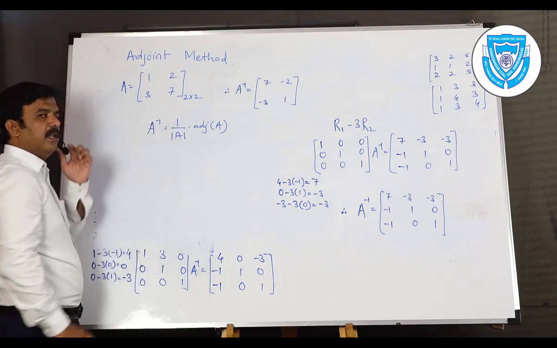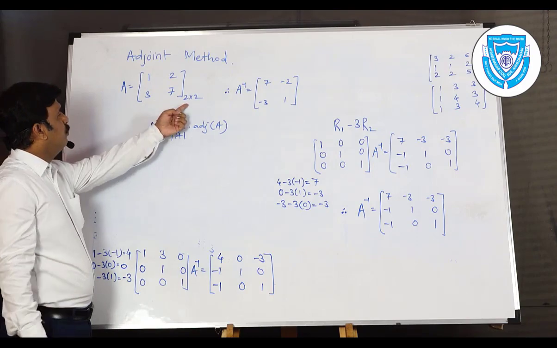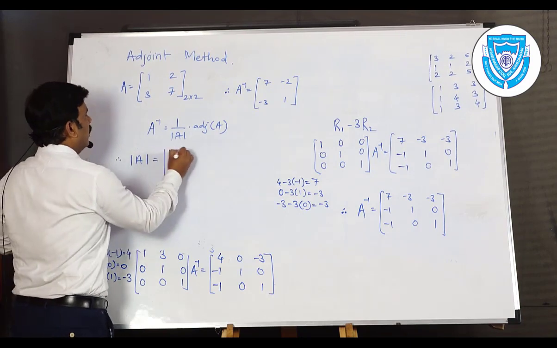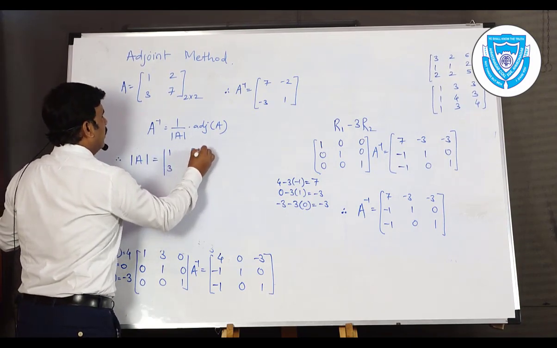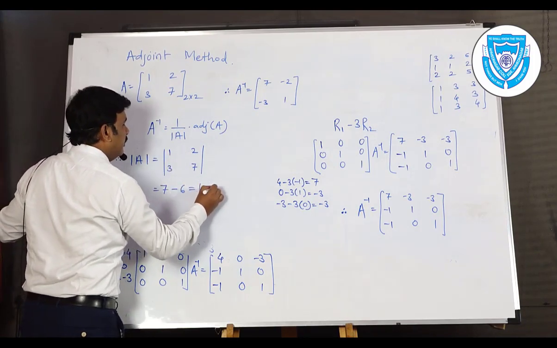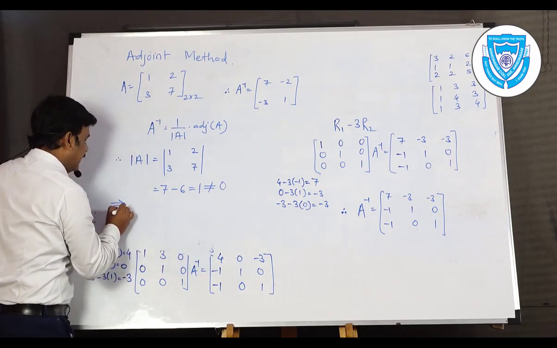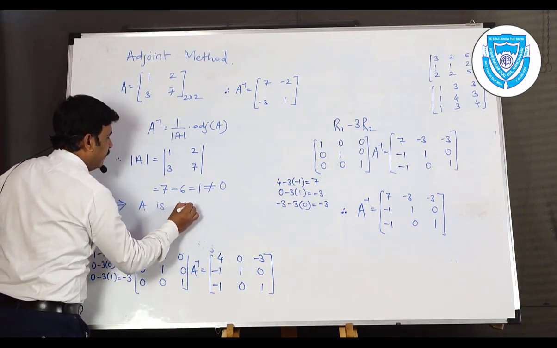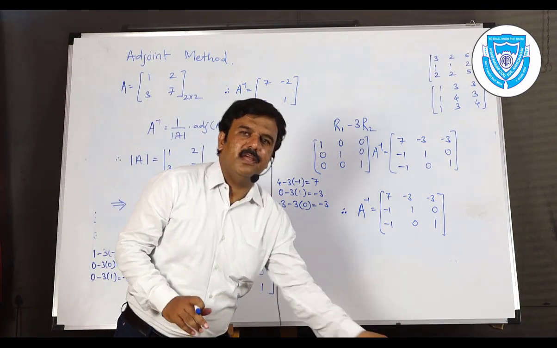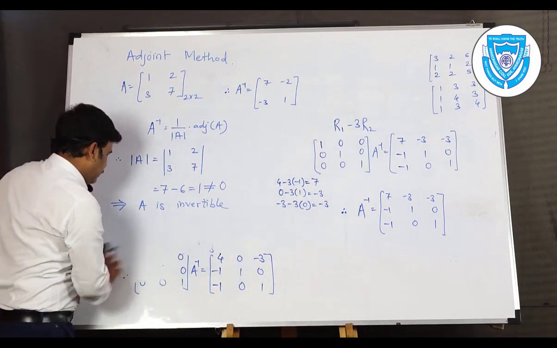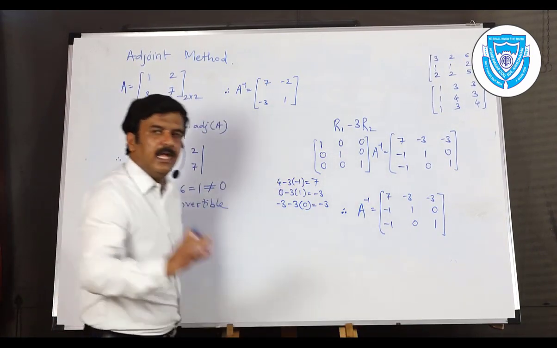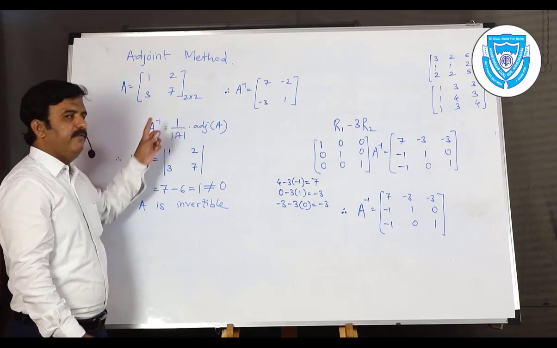At first we'll go for determinant of A. We have the matrix capital A of order 2 cross 2. So its determinant is the determinant of 1, 2, 3, 7, which is equal to 7 1s are 7, minus 3 2s are 6, which is equal to 1, which is non-zero. This implies that A is invertible. It means that it is applicable for us to find the inverse of the given matrix. Now, as it is confirmed that the matrix is invertible, we can find its inverse.